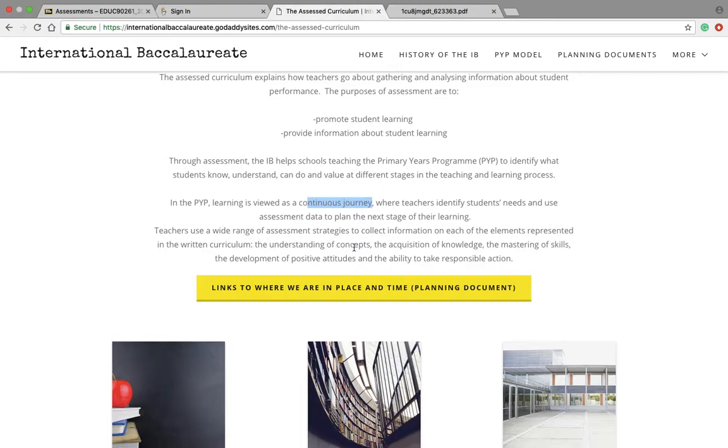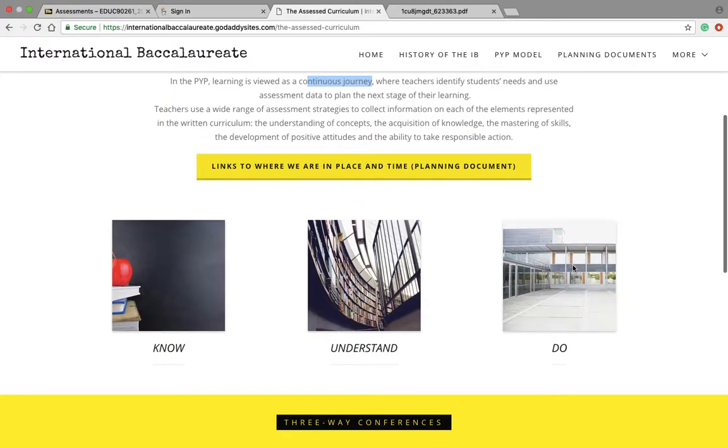Teachers use a wide range of assessment strategies where they need to look at the understanding of the concepts, the acquisition of knowledge, the mastering of skills, the development of positive attitudes, and the ability to take responsible action.